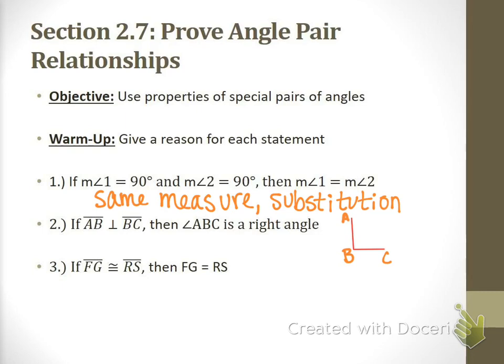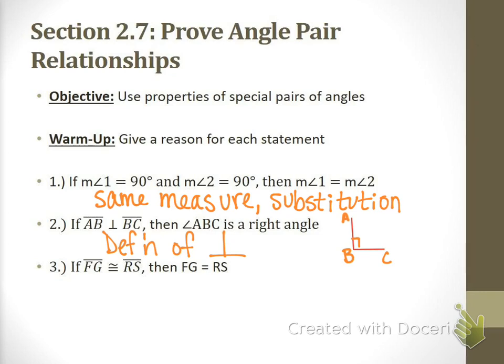Okay, so perpendicular means what? They intersect, but more specifically, they intersect at a right angle. So if they intersect at a right angle, then of course, angle ABC is going to be a right angle. So there we use the definition of what? Good, definition of perpendicular. I'm fine with just using the symbol for perpendicular.